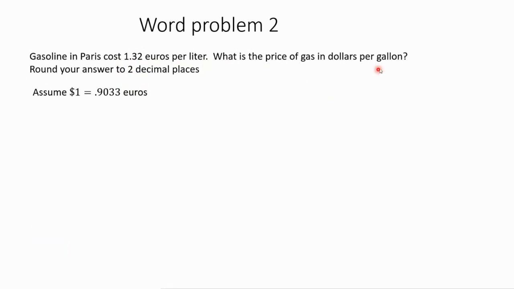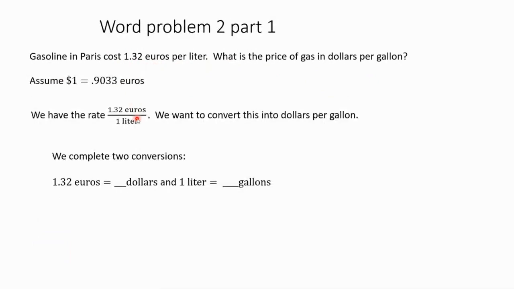In dollars per gallon. Now notice there's actually going to be two conversions here. Right? First, because we have euros per liter, we want to convert euros into dollars. And also, we want to convert liter to gallon. So this is the rate we're given, essentially, for the cost of gasoline. We want to convert this to dollars per gallon.